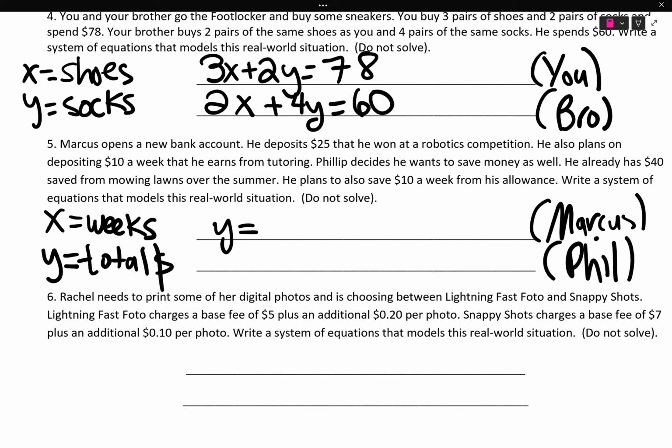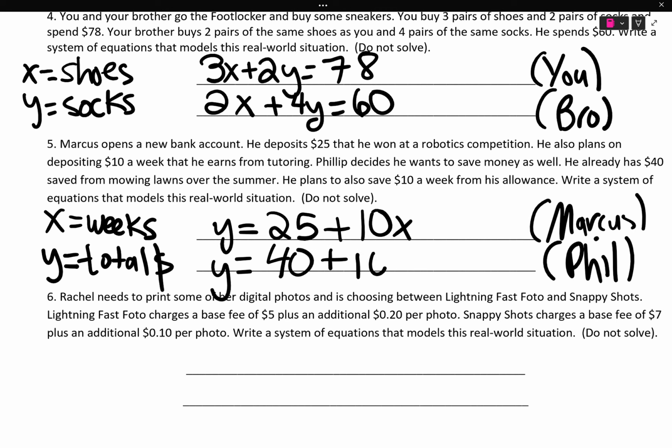Okay, now Marcus. Marcus put in $25 straight into his bank account. So 25 goes in. And so plus $10 a week. Now Phil, his total money in the bank account starts with $40 that he saved. And he also puts in $10 a week. So a little different, because we had 1 unknown item, and then we had an unknown total, instead of 2 unknown items.